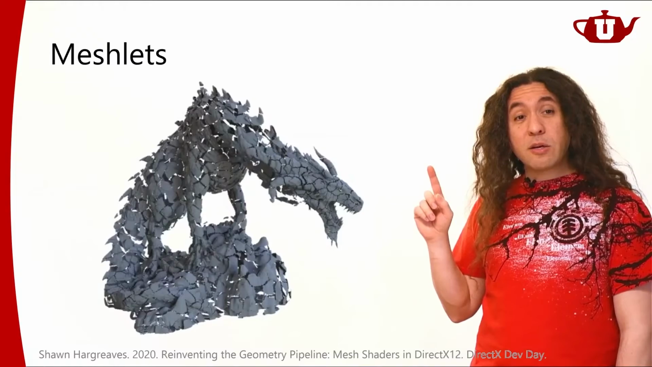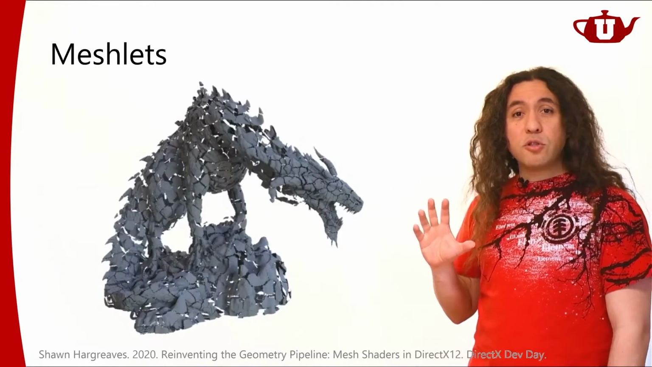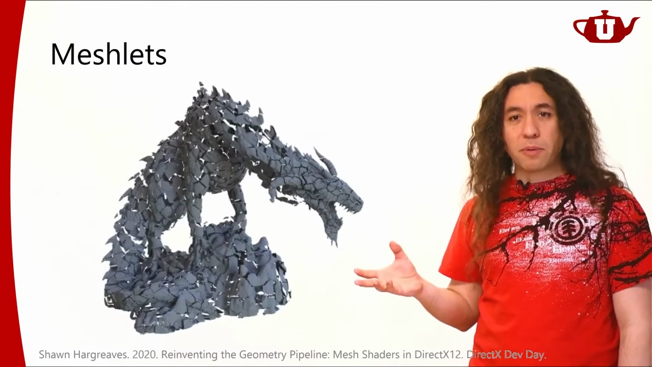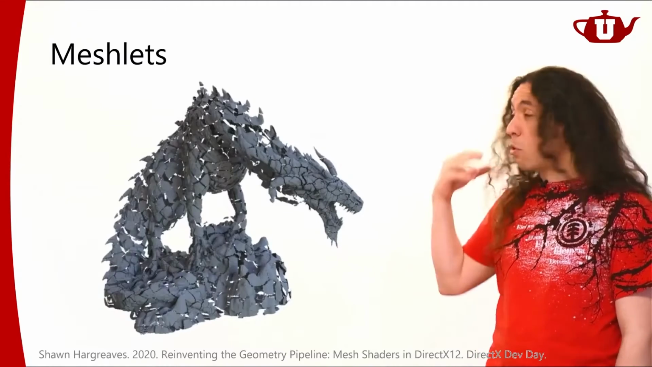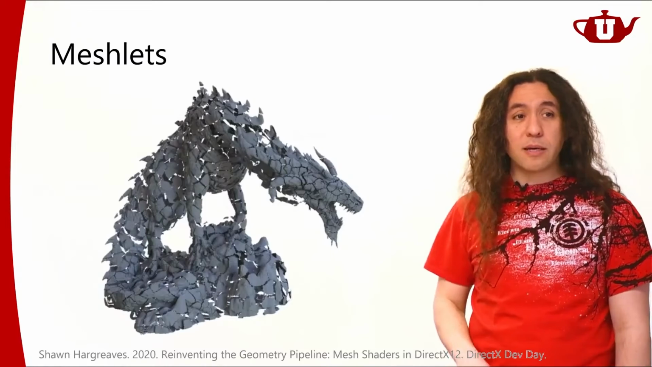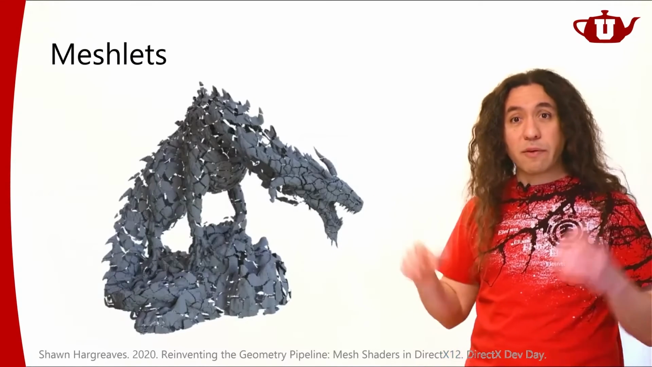But you can think of mesh shaders as an opportunity to do things that you couldn't do with the traditional graphics pipeline. So that's where they start shining. That's where they become really, really powerful. So this whole concept of meshlets, for example, is something that we couldn't do with the traditional graphics pipeline. And that's where they're very, very powerful.